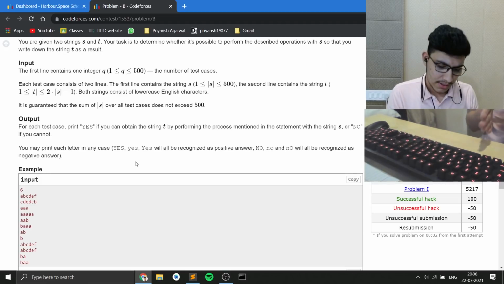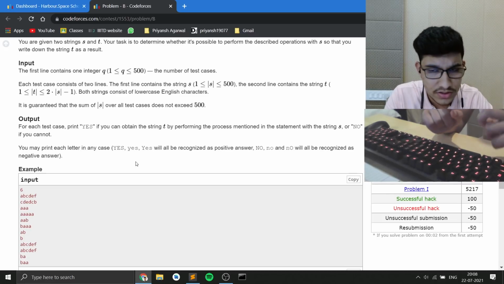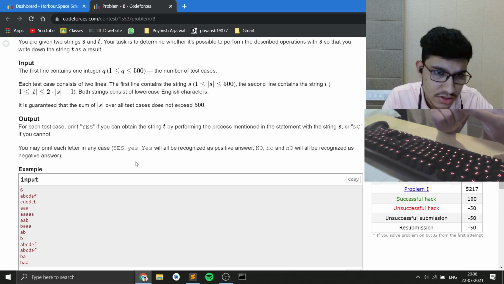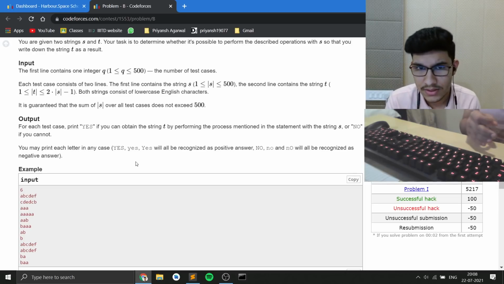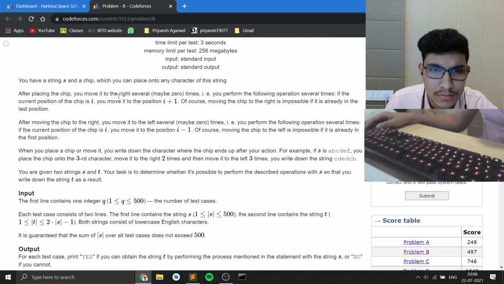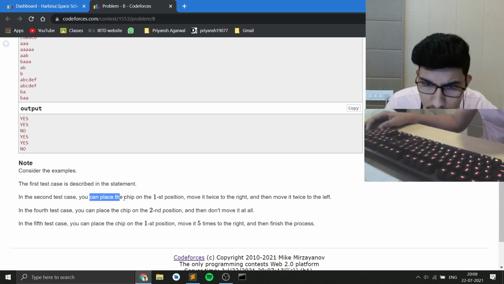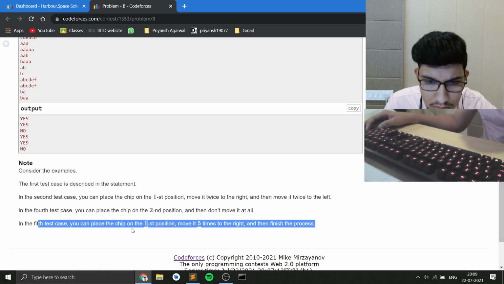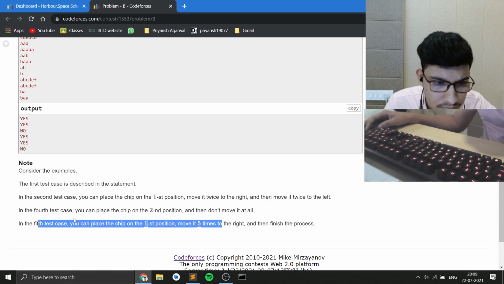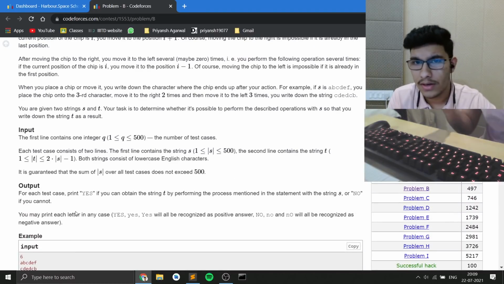If I'm on the ith character in string s and on the jth character in string t, then I basically have two choices. Either I can move towards the left or towards the right. Move it twice to the right, then move it twice to the left. Can we also do this, that we move towards the right, then left, then right again?